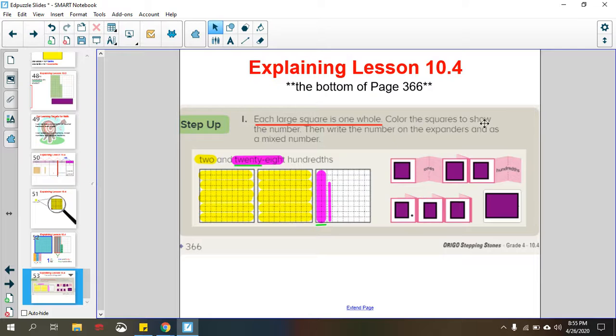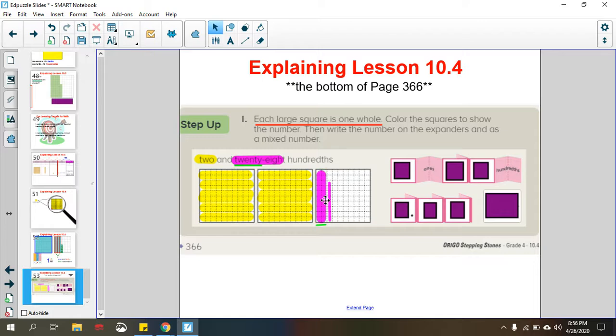The directions tell us to color the squares to show the number, then write the number on the expanders as a mixed number. Well, we've got 2 and 28 hundredths. So the first thing I know here is the 2. So I know I need to color in 2 wholes, because that comes before the word and, so that would be like before my decimal point if I was writing this with my digits. So 2 wholes and 28 hundredths, which means I need to color in 28 little teeny tiny squares.